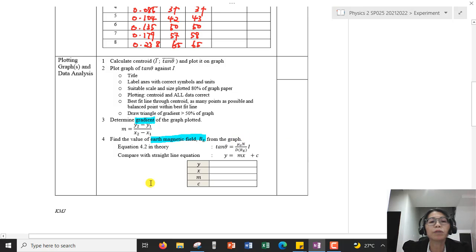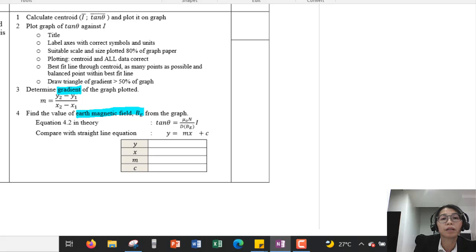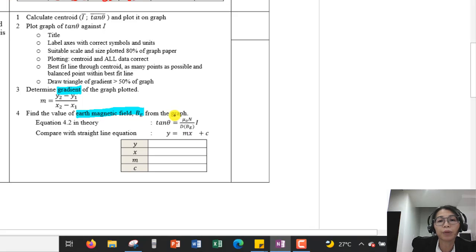graph. For this purpose, you can compare equation 4.2 in the theory. Tangent theta is mu naught n over dBE multiplied by current, with the straight line equation, because we get a straight line graph, y equals mx plus c. So when we do the comparison, our y-axis is tangent theta, our x-axis is current. So you can see obviously the gradient will be represented by mu naught n over dBE.